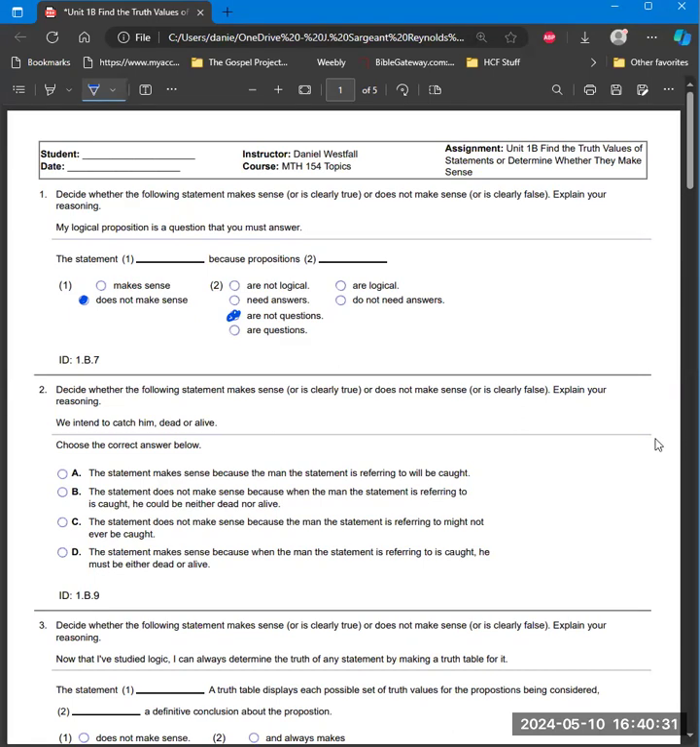And let's decide whether this makes sense. We intend to catch him dead or alive. The statement makes sense because the man the statement is referring to is caught. He must be dead or alive.